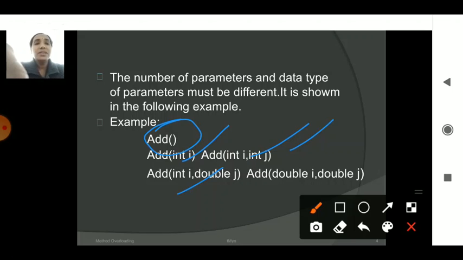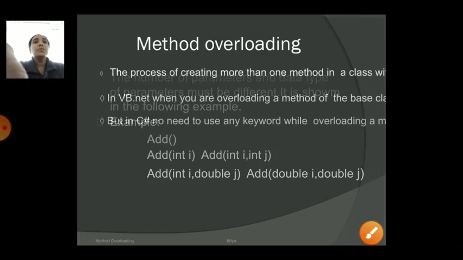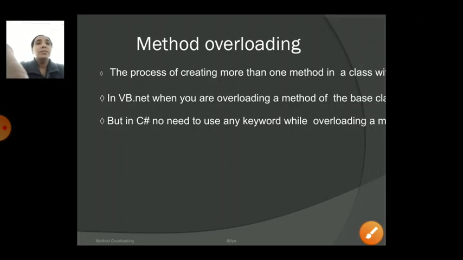One is int and one is double, and here also you are passing two parameters where the data types are different, that is double. So this is the concept of what parameters are used in method overloading. Creating a method in a class in C# is the same as in other languages, whereas in VB.NET we overload a method of the base class using the keyword overloading, but in C# you need not use the keyword overloading every time.